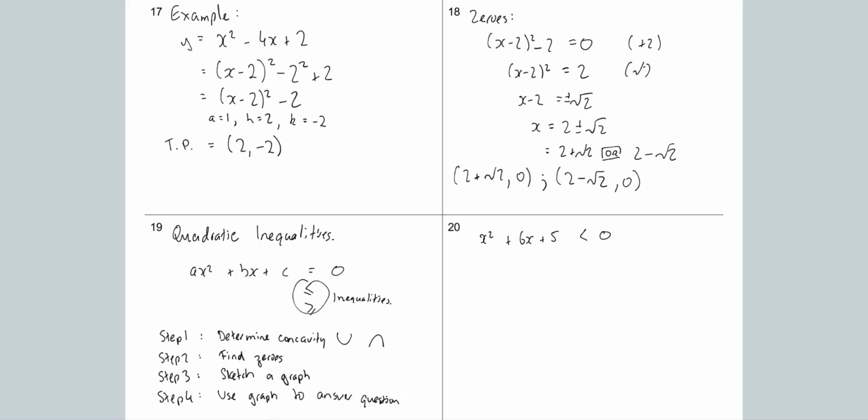So what we do is we go through each of the steps there. And what we're going to do is we're going to sketch this function here, y equals x squared plus 6x plus 5, just a partial sketch, I suppose. And the first thing to do to work out the concavity is to have a look at the sign of the squared value. If a is positive, then it's a smiley graph. If a is negative, then it's a frowny graph.